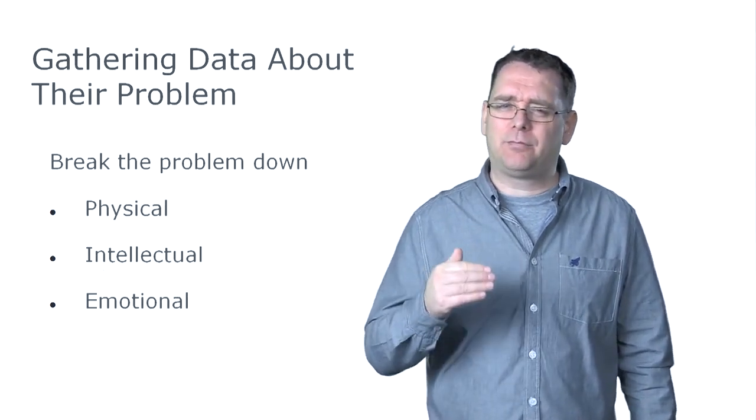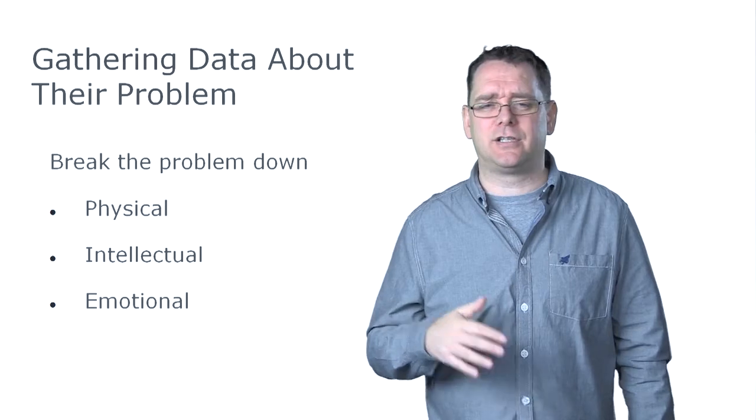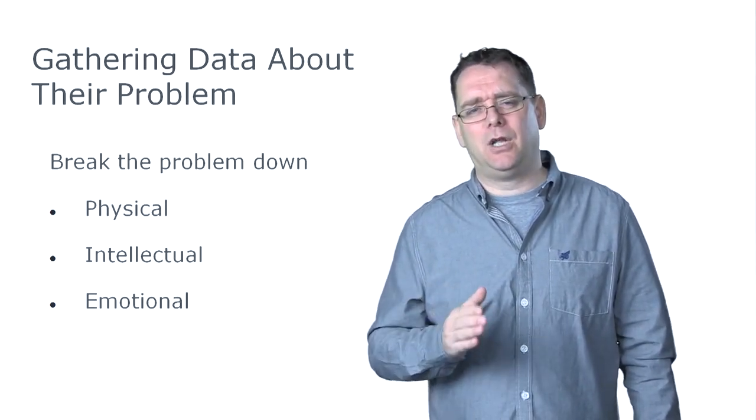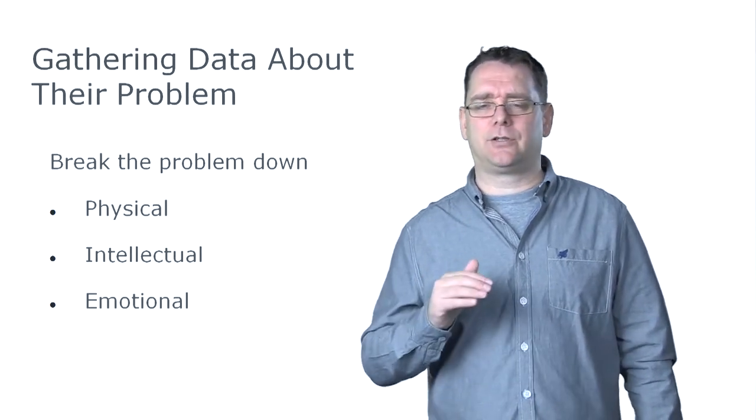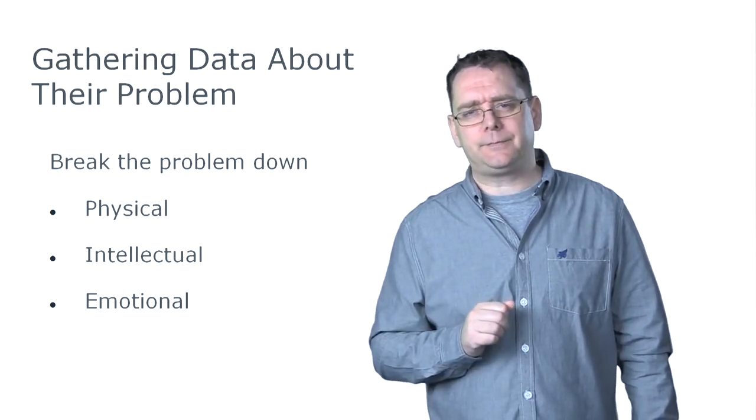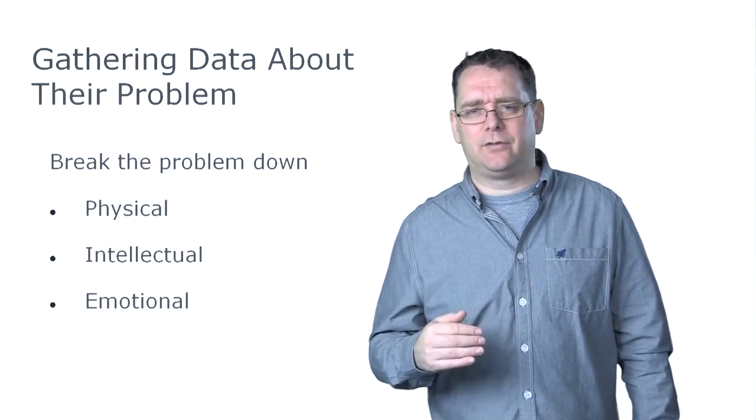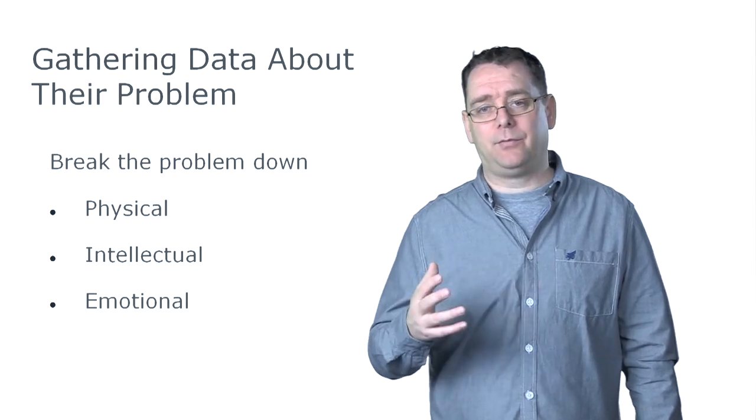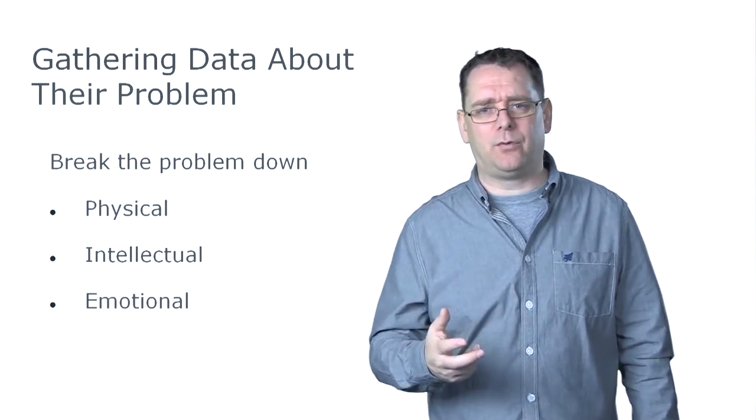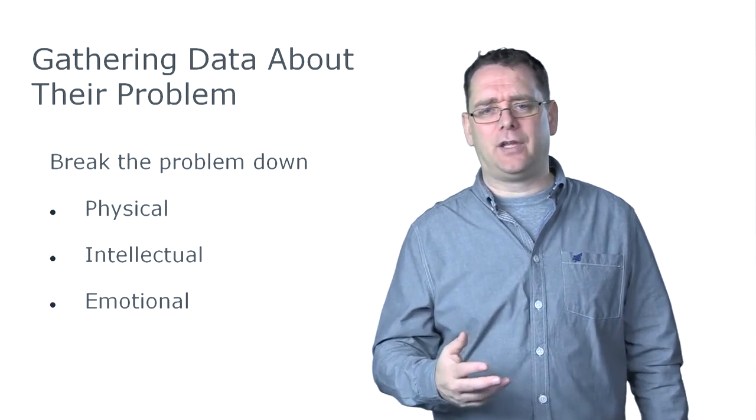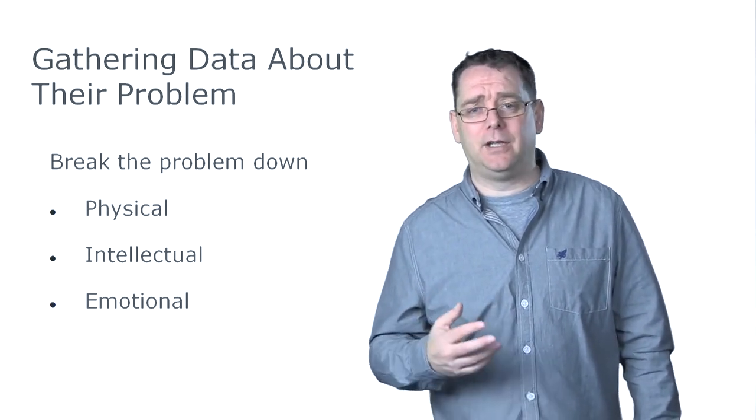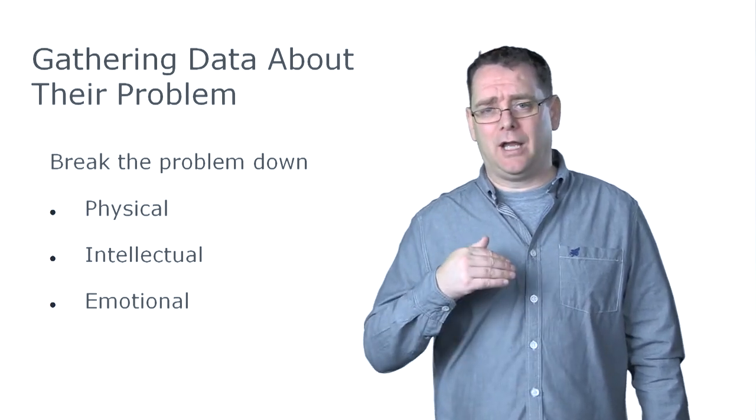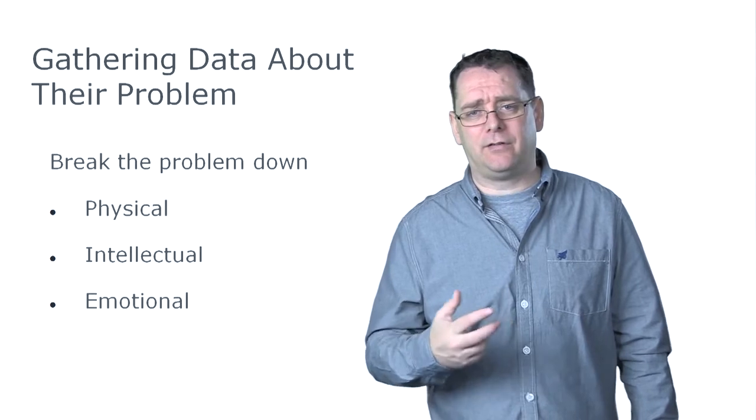So we need to break the problem down. Let's break it into three sections. Let's call it physical, intellectual, and emotional. We'll leave the spiritual to one side for a moment. Let's just keep it simple. Physical needs can be warmth, security. Intellectual needs can be problem solving, can be computer software to speed up a certain process. Emotional can be something related to family, birthdays. It can be how you're feeling at work, how effective you can be.